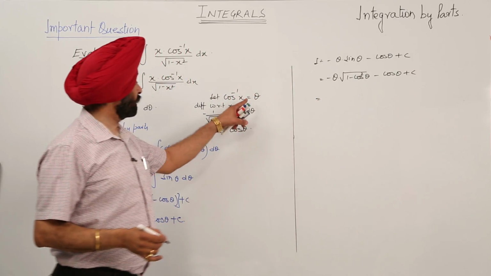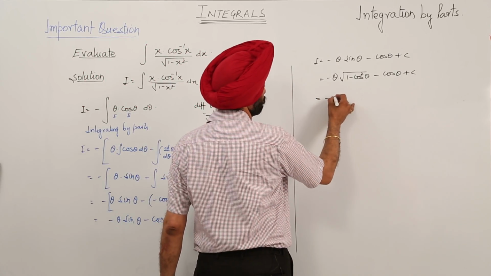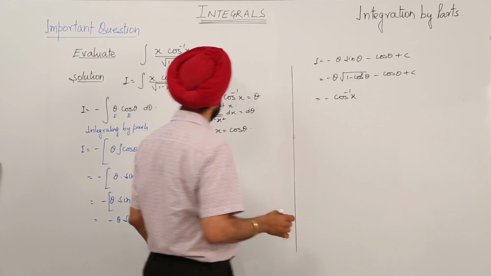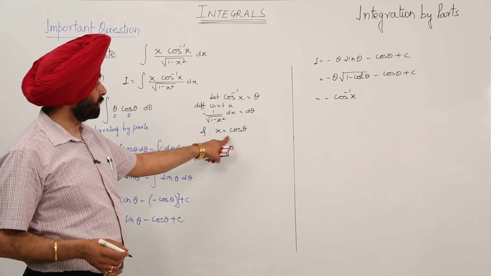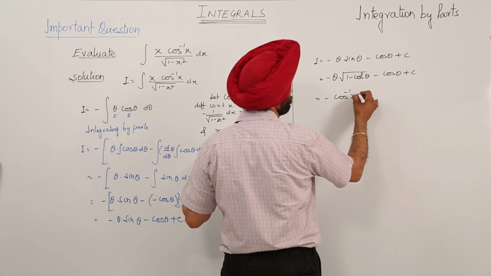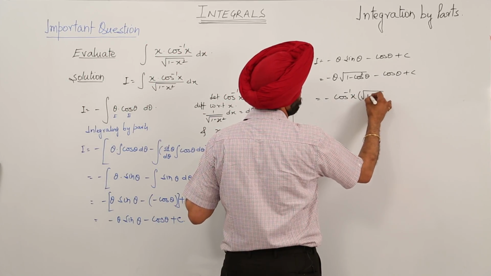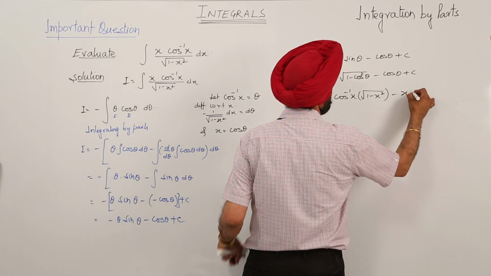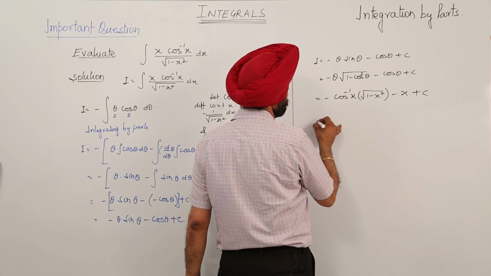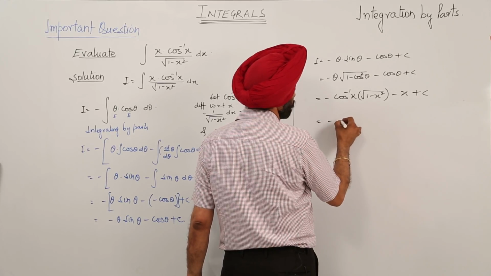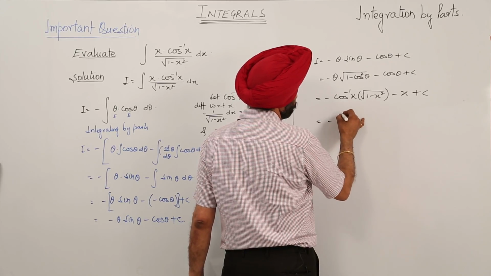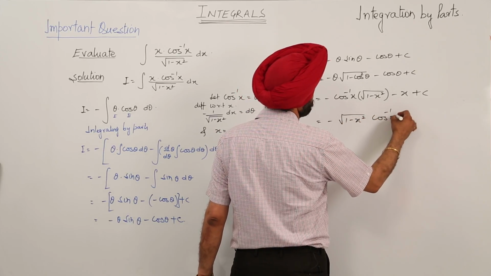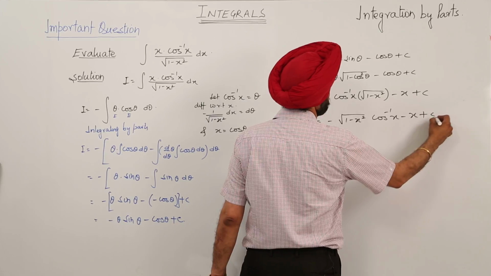So now theta is cos inverse x, negative of cos inverse x, cos theta is x, under the root 1 minus x square minus x plus c, negative under the root 1 minus x square cos inverse x minus x plus c. Answer.